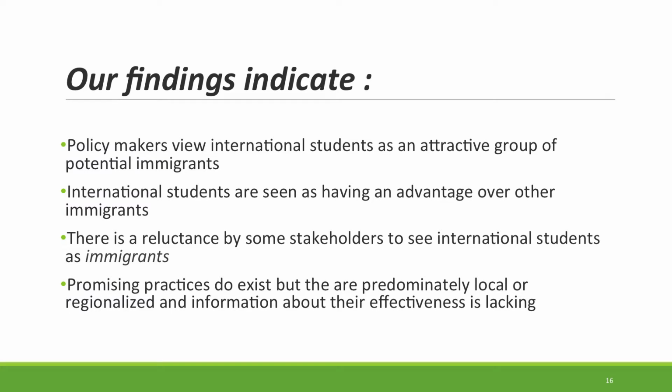Our findings indicate that policymakers view international students as an attractive group of potential immigrants. International students are seen as having an advantage over other immigrants, but there's a reluctance by some stakeholders to see international students as immigrants. Promising practices do exist, but they are predominantly local or regionalized, and information about their effectiveness is lacking. Given that our study provided insight from a relatively small number of stakeholders and focused on the health human resource sector, an area where Canadian policy is particularly sensitive to this issue, this finding should be interpreted with caution.